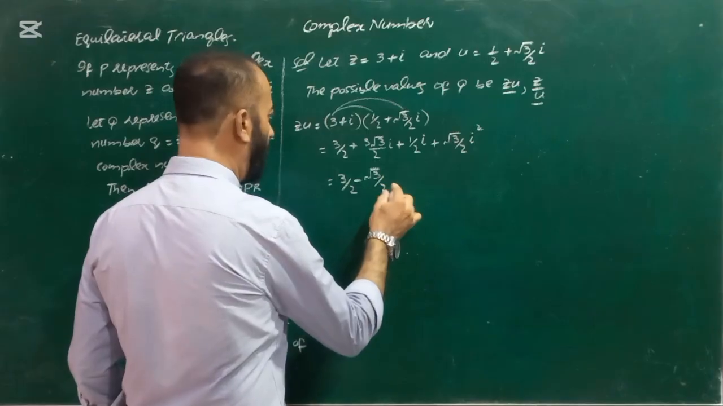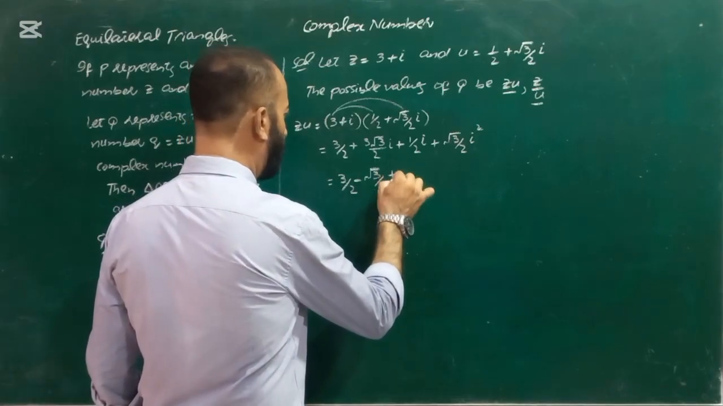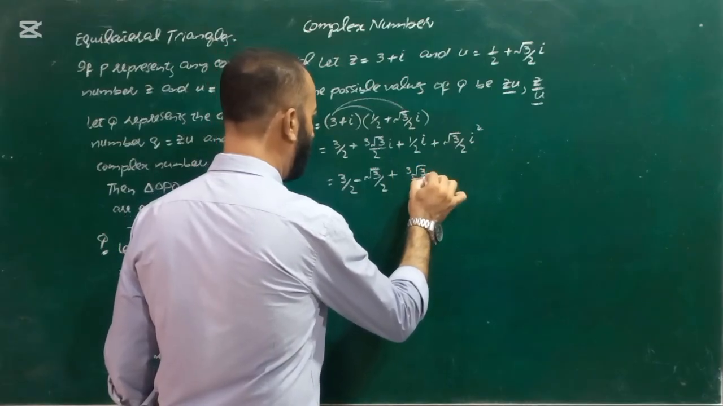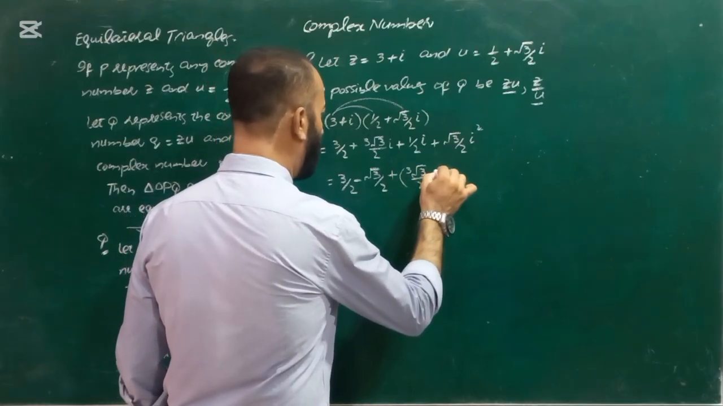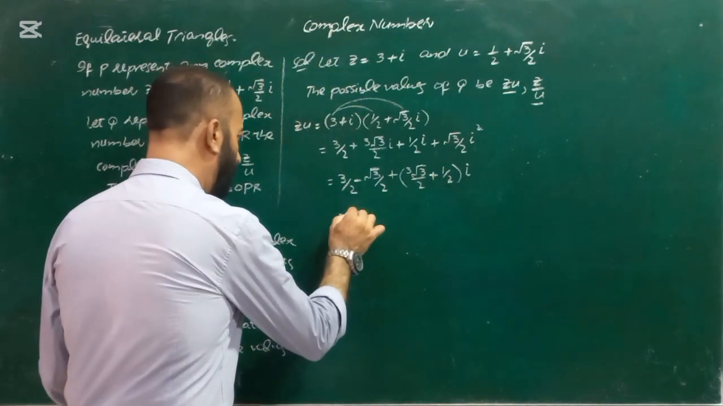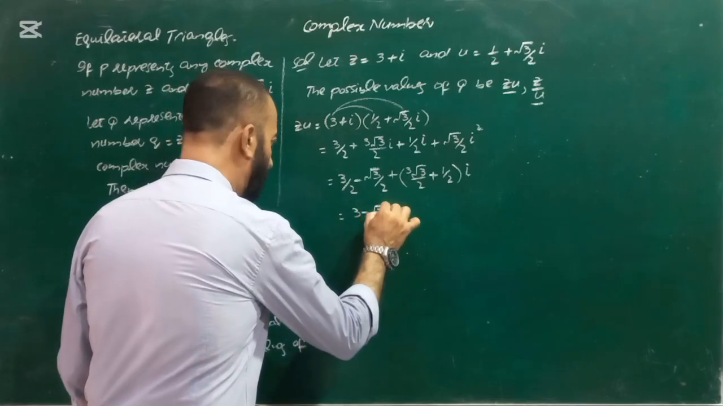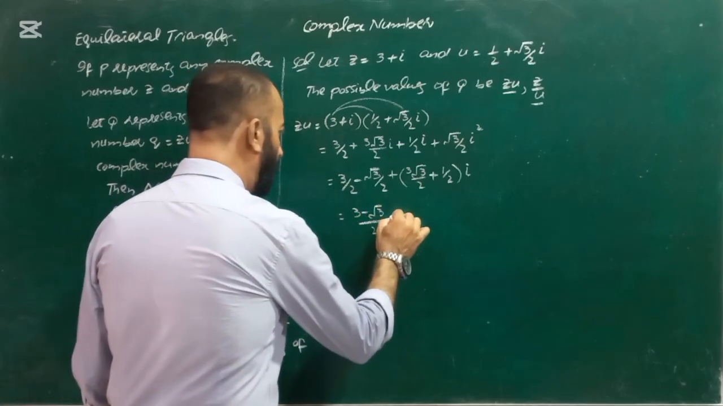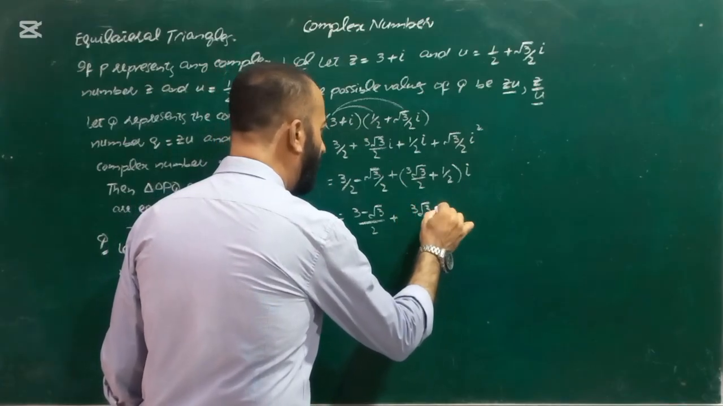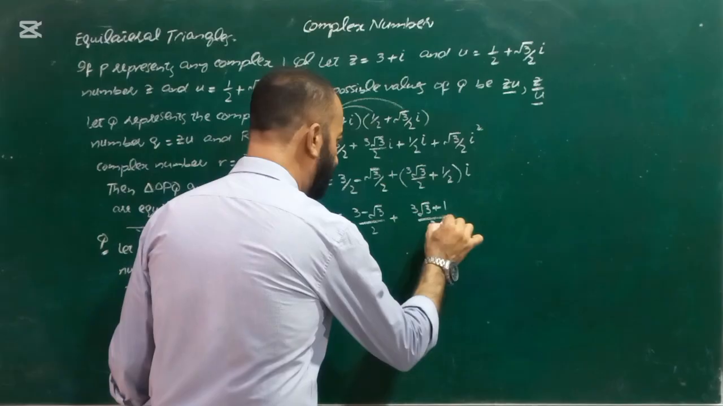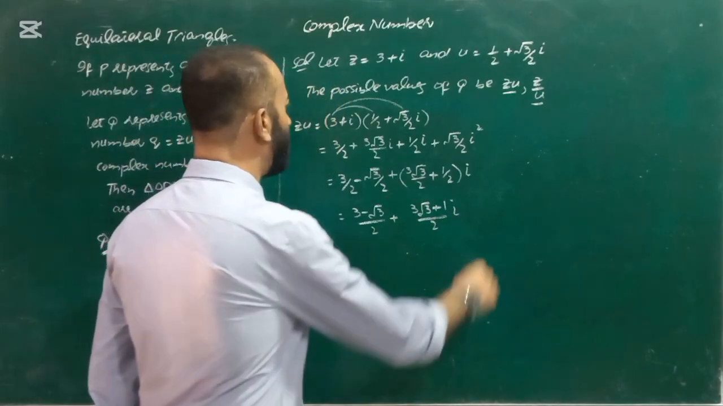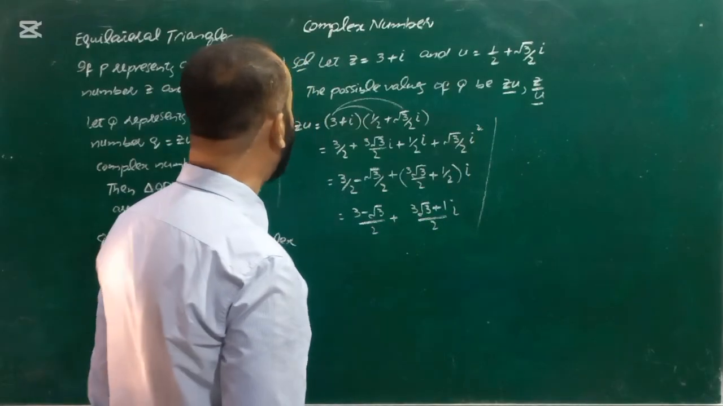These factors are combined and iota can be taken as common from these two factors. So 3 square root 3 by 2 plus 1 by 2 and iota is common. From here 3 minus square root 3 by 2 plus from here 3 square root 3 plus 1 by 2 iota. Okay, this is one possible value.